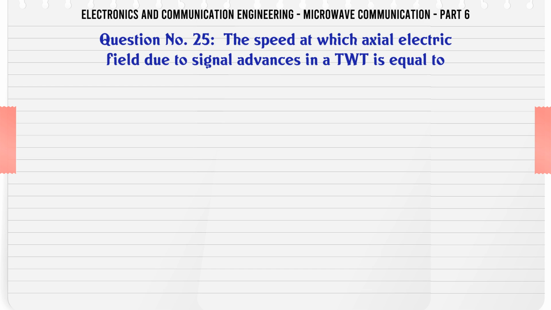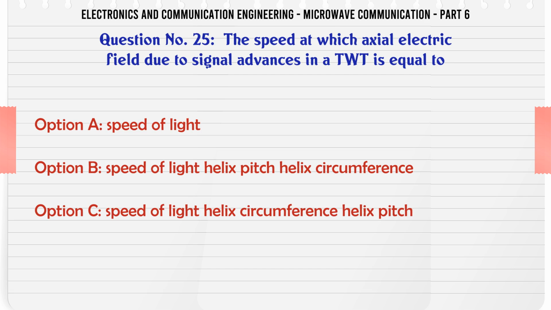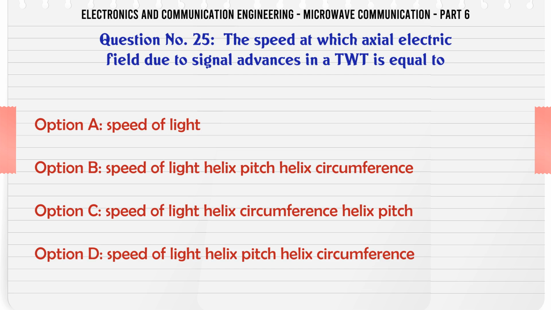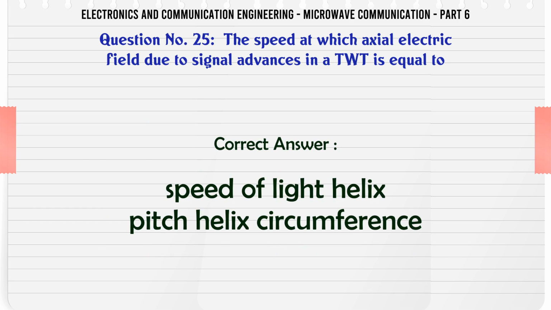The speed at which axial electric field due to signal advances in ATWT is equal to A: speed of light, B: speed of light × helix pitch / helix circumference, C: speed of light × helix circumference / helix pitch, D: speed of light × helix pitch × helix circumference. The correct answer is speed of light × helix pitch / helix circumference.